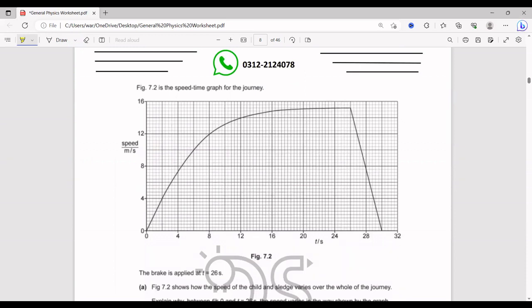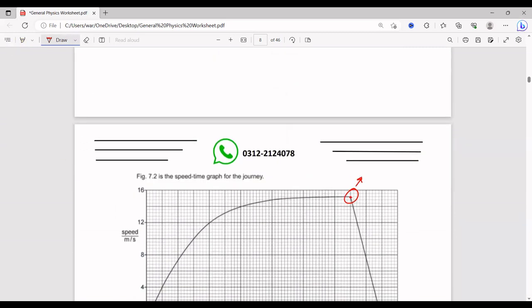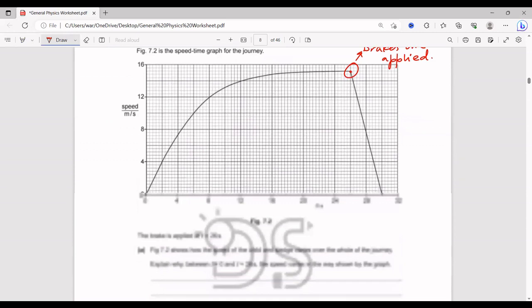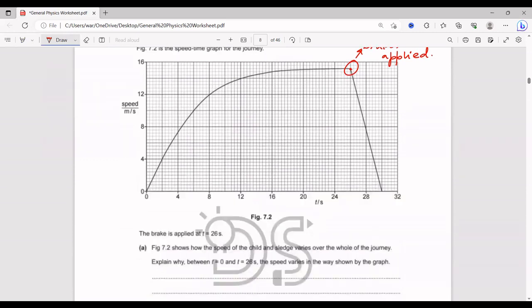So students, the brake is applied at 26 seconds. So this is the point where brakes are applied. Now, figure 7.2 shows how the speed of the child and sledge varies over the whole of the journey. Explain why between 0 and 26 seconds the speed varies in the way shown by the graph.